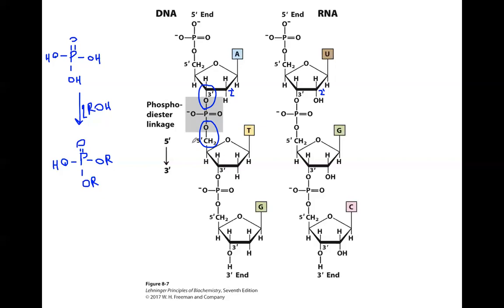And so the nucleotides are usually read from the 5' end to the 3' end, yeah? 5' to 3'. So for example, this one will be ATG and not GTA. So 5', A, T, G, 3'.